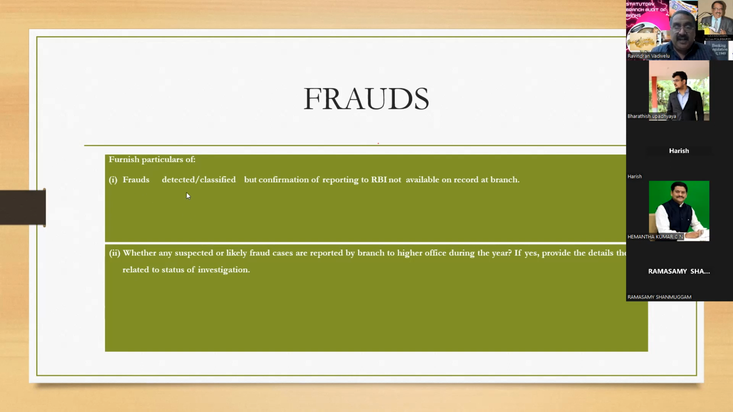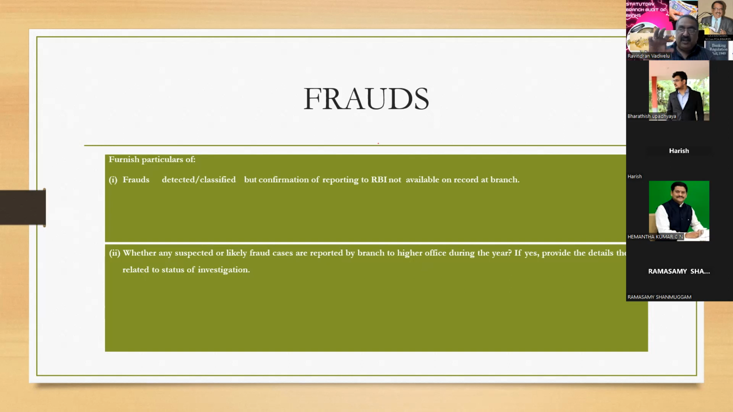With reference to frauds: fraud detected and classified, but confirmation of reporting to RBI is not available on record at the branch. Frauds are detected and classified as fraud, and the same is reported to RBI, but that record is not available. So you have to ask for the fraud register first. You have to classify whether the fraud was detected during the course of audit and confirmed as fraud, and reported to RBI, and those details are not available at the branch. That is one. Second, whether any suspected or likely fraud cases were reported by the branch to the higher authorities during the year.